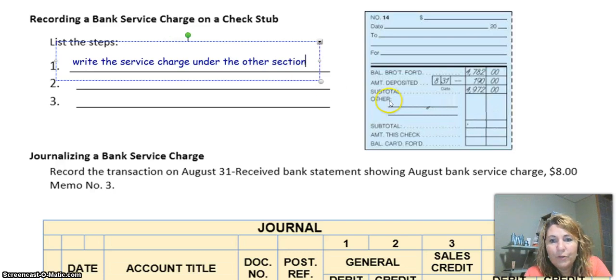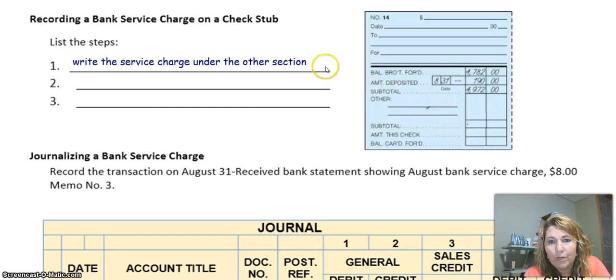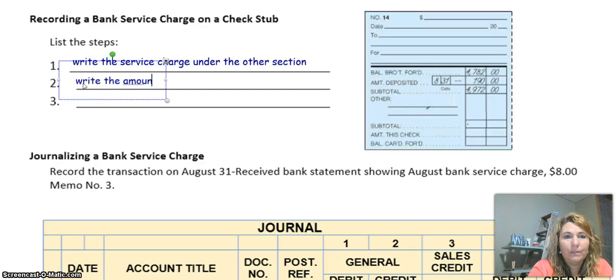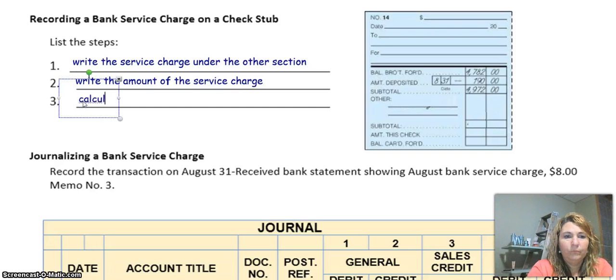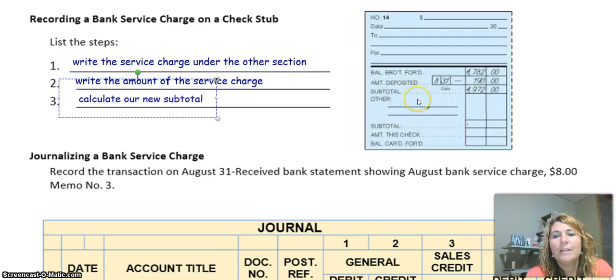Okay, so what I'm doing is I'm just referring down here. If you want to draw an arrow, you can do that. The second thing we're going to do is to write the amount in the amount column. So write the amount of the service charge. And finally, we are going to calculate our new subtotal. Okay, so for example, on this one, we had a service charge of $8.